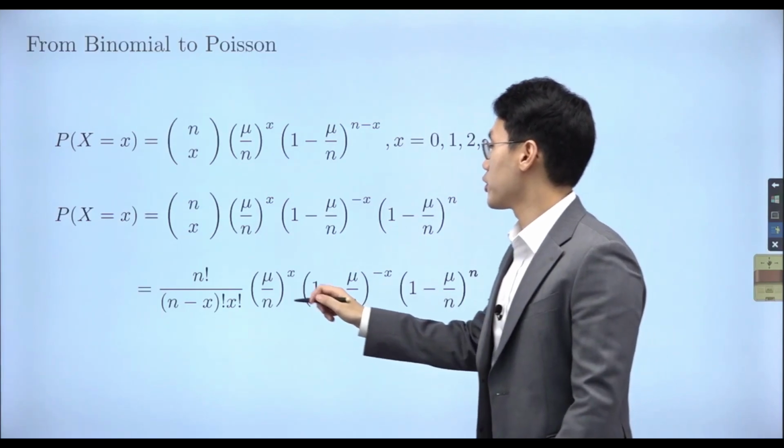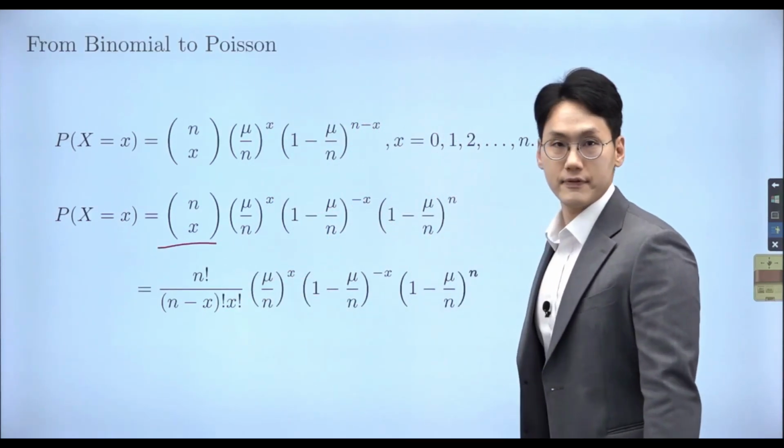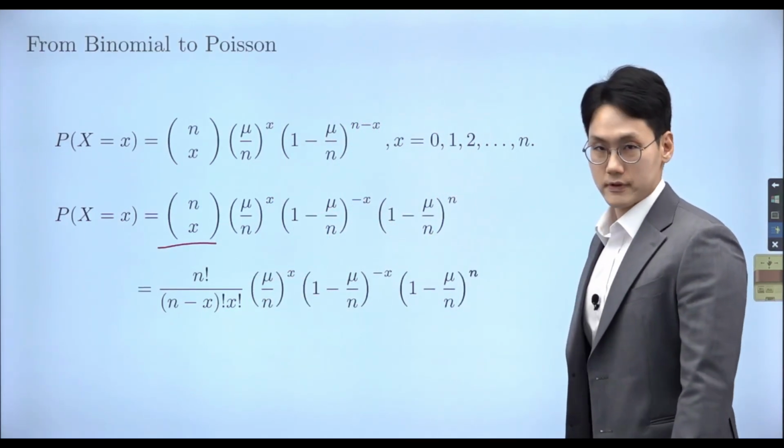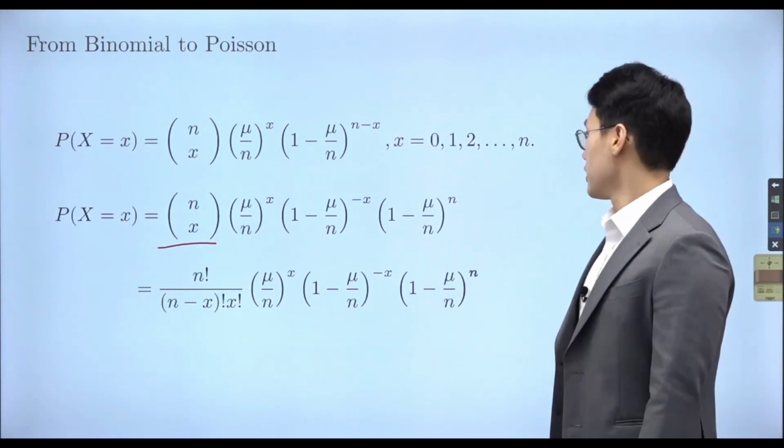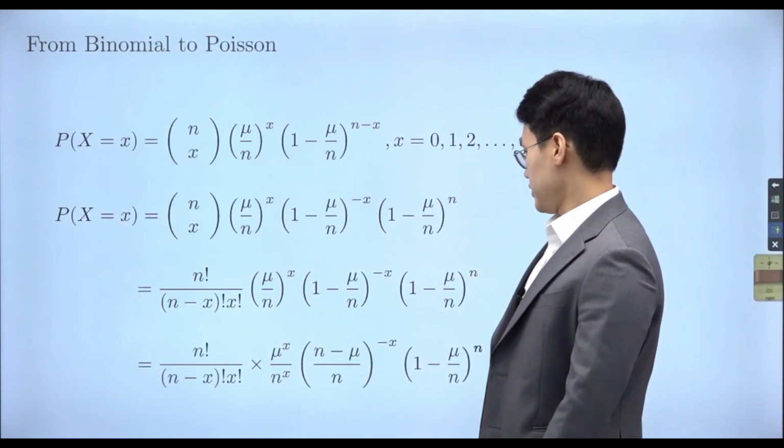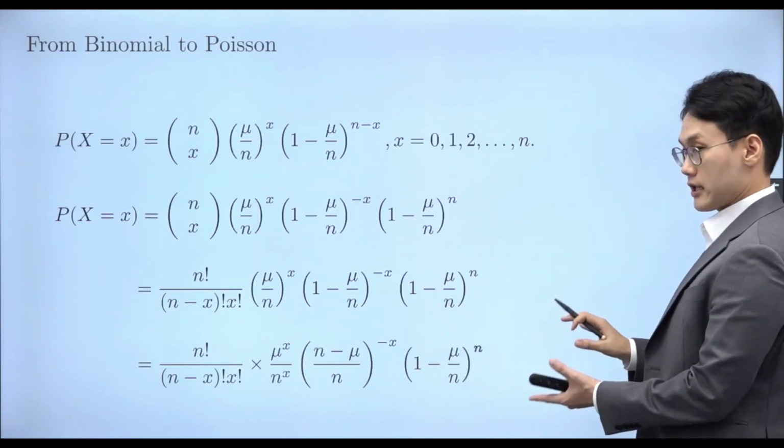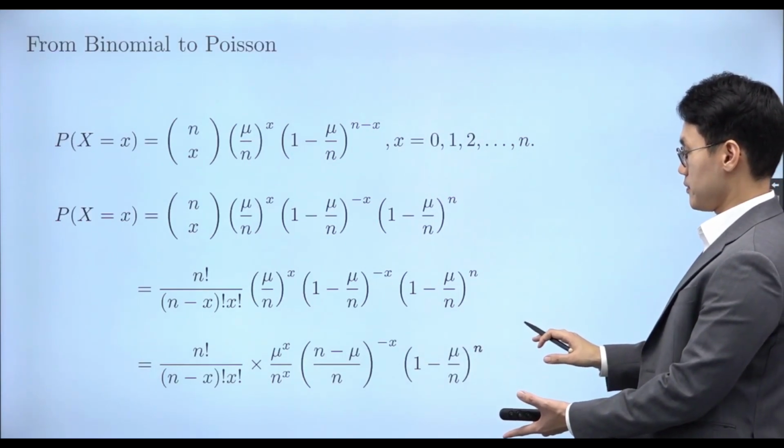Then if I use the binomial coefficient n choose x, I have n factorial over n minus x factorial times x factorial. So that is great. So that's what we have. And now, here's the thing, I like to play around a bit. So please bear with me.